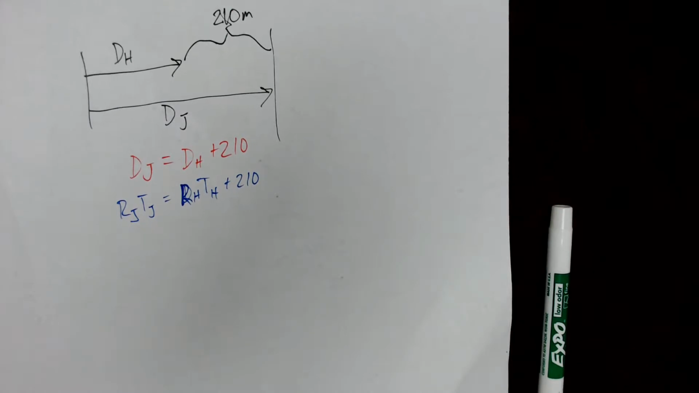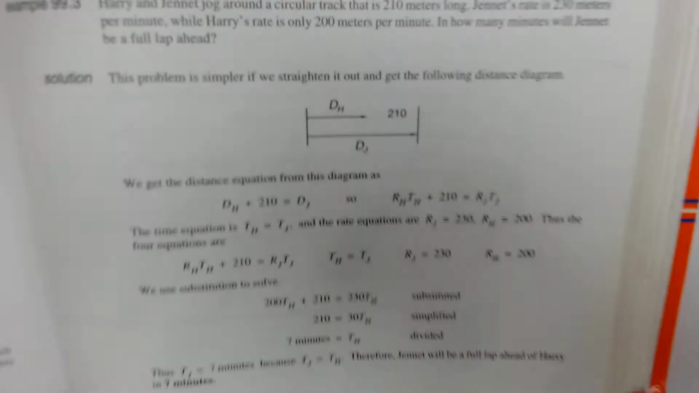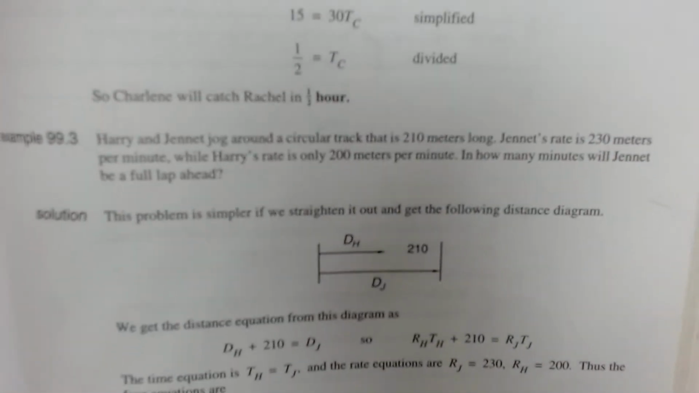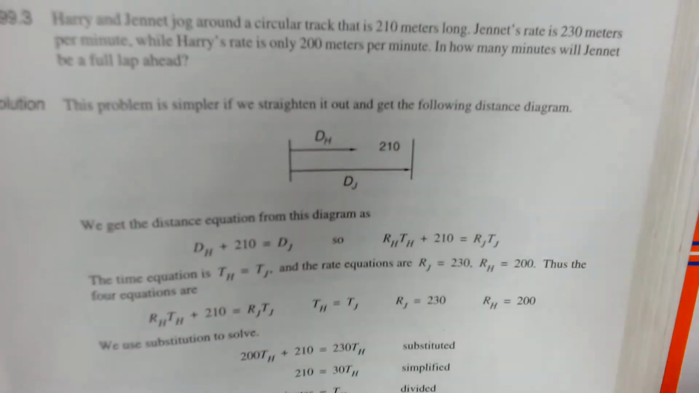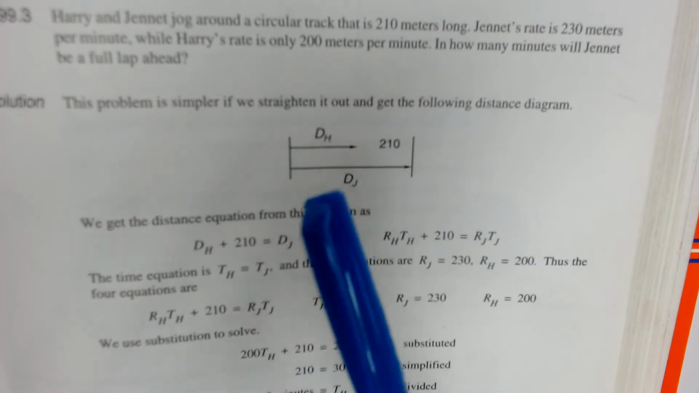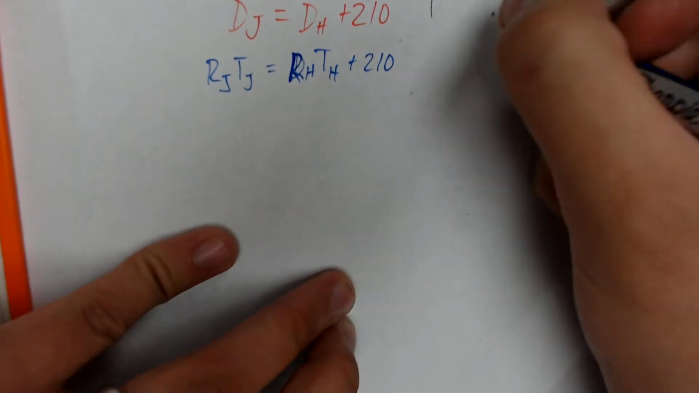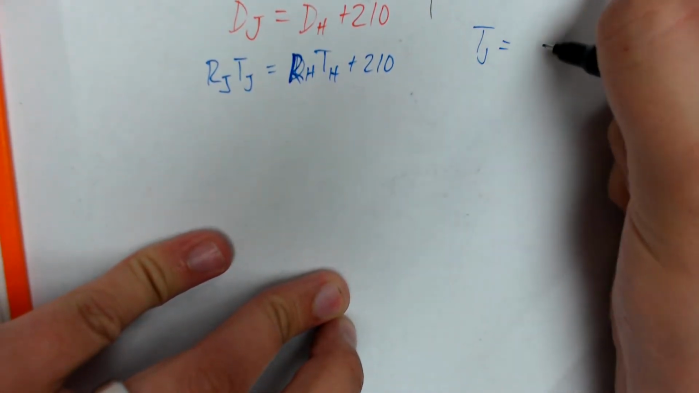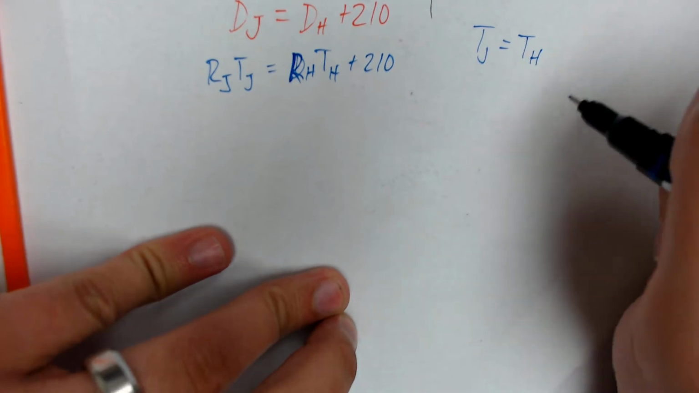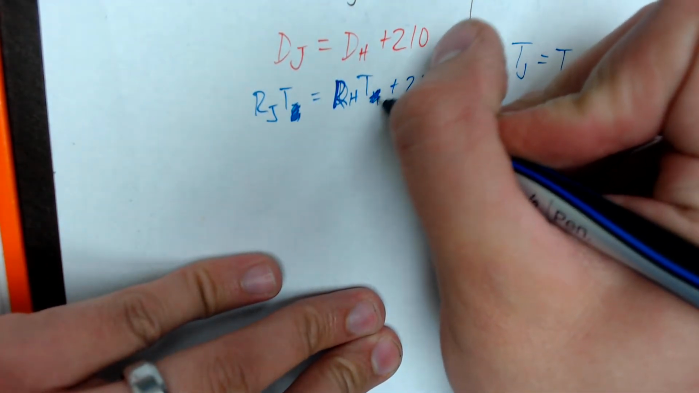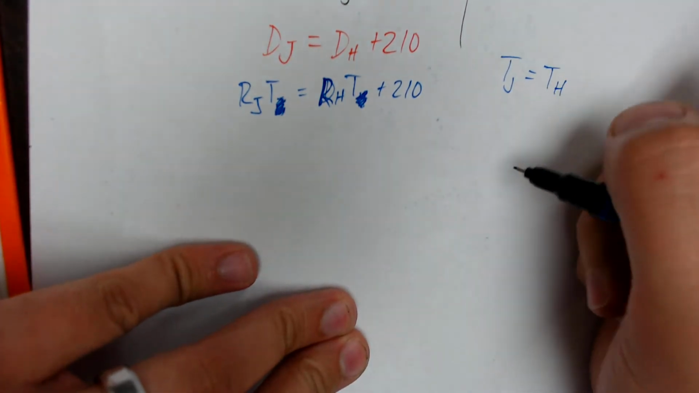Now, the cool thing is, since they both started at the same time, and we want to know how long it's going to take for her to be 210 ahead of him, they're both traveling the same time. So, in this rate and time equation, we can say that time of Jeanette is equal to time of Harry, or both the times are the same, which means we can eliminate the subscripts. There is only one time being used.